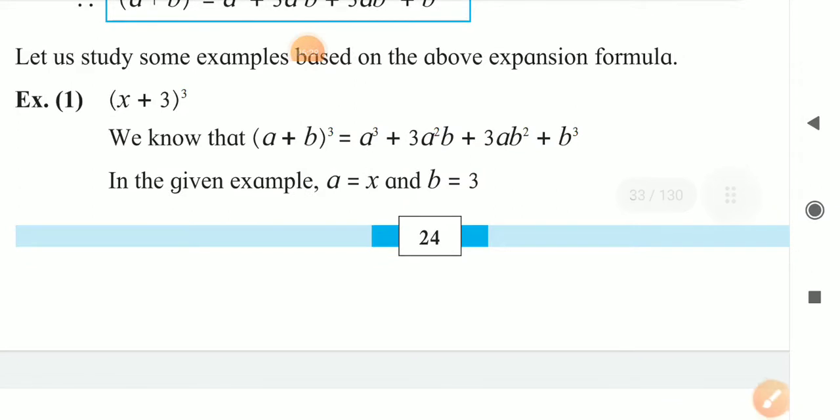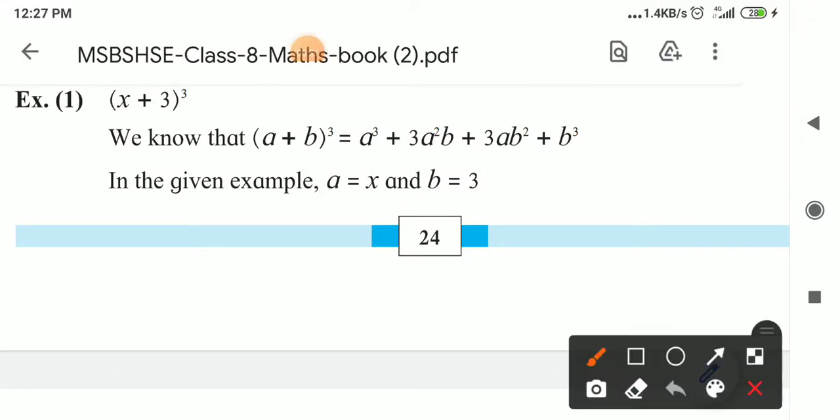Here (x + 3) bracket cube, how to expand this? Here the cube is there and a plus sign is in between, so it is similar to (a + b) cube, which is equal to a cube plus 3a square b plus 3ab square plus b cube. So in this example, a means x and b means 3. According to the formula, I will expand it and show you.